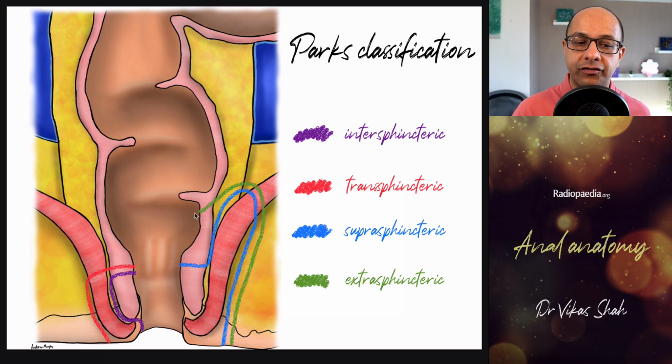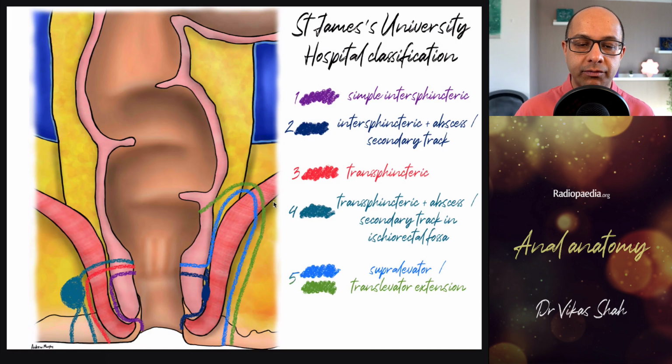And an extrasphincteric tract, really the internal opening is a lot higher up, and then it drains again through the levator muscle and down to the skin opening. Now there was a modification of this called the St. James's University Hospital classification, which reflects a bit more realistically the different kinds of tracts and anatomy of tracts that we see in clinical practice. So let's go through those.